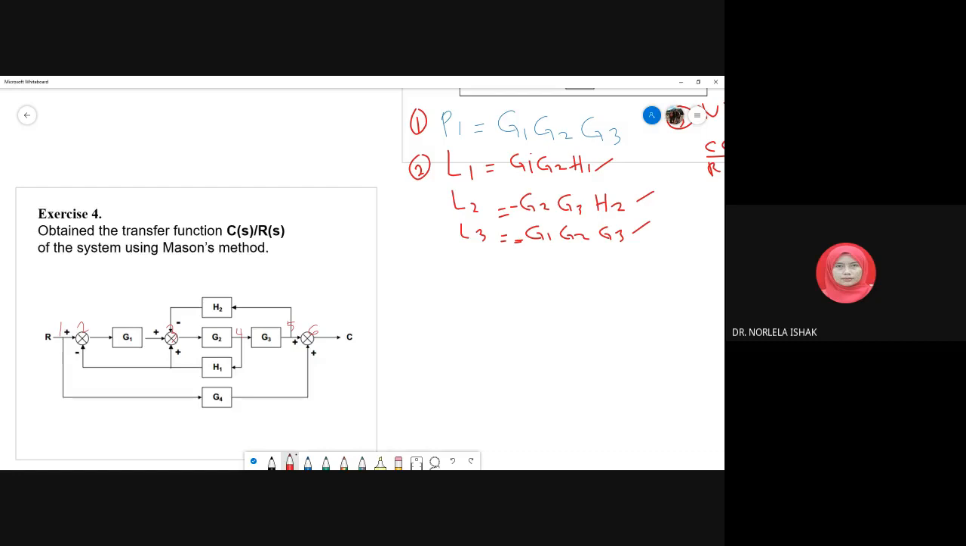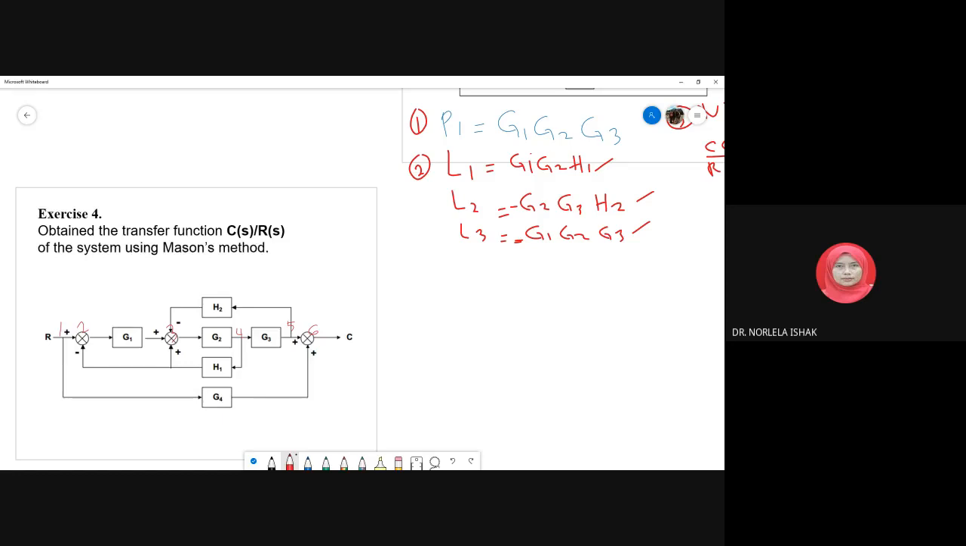5 and 6 cannot be combined because they are the pick off and summing points. To sketch a block diagram into signal flow, don't do any simplification. You just redraw it into signal flow, without any modification or simplification of the node, the pick off or the summing junction.